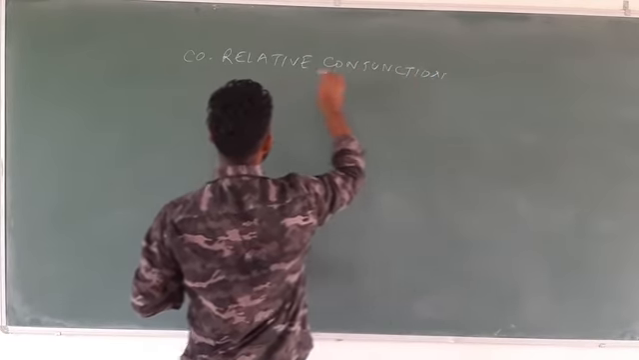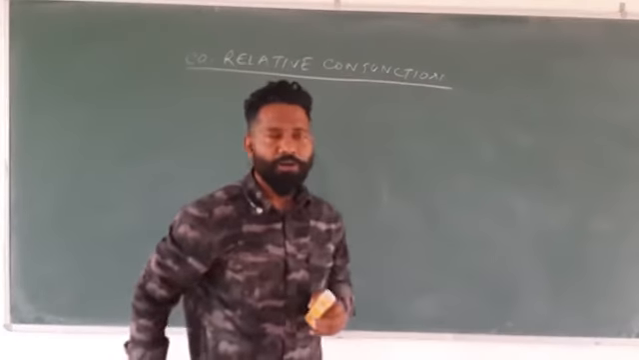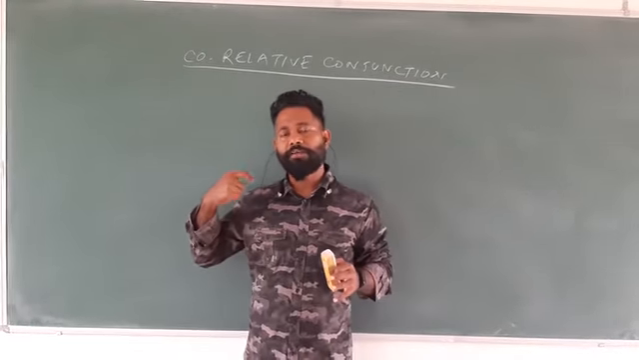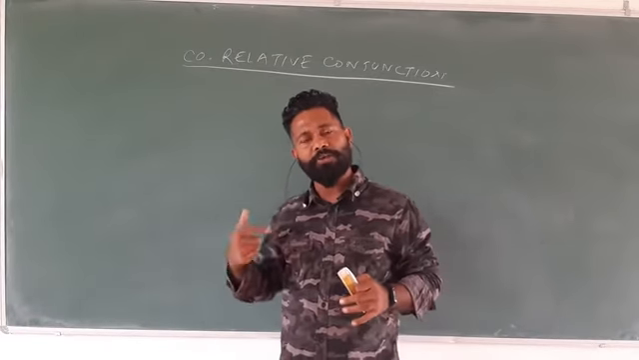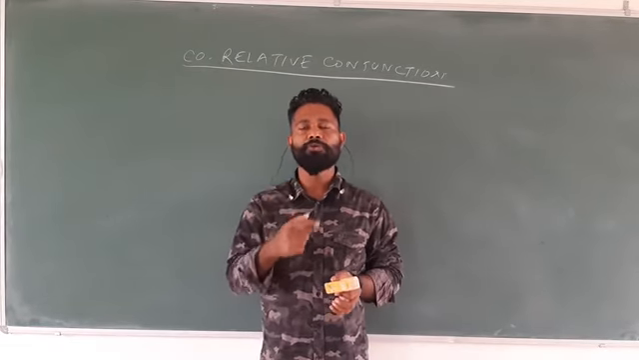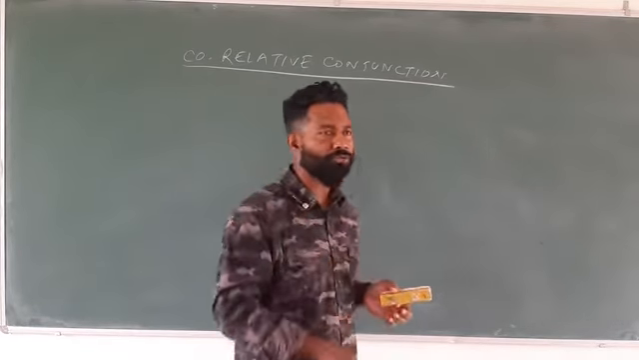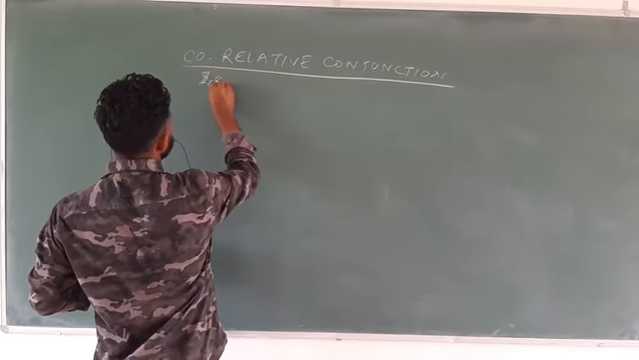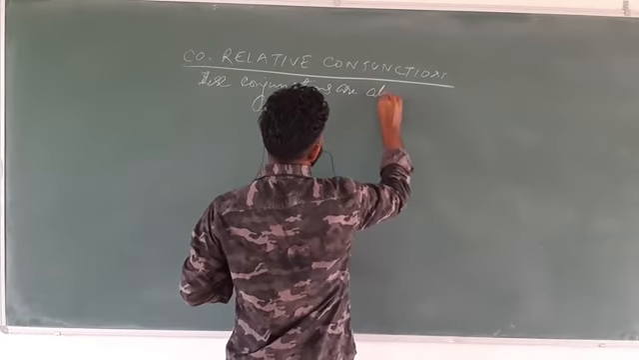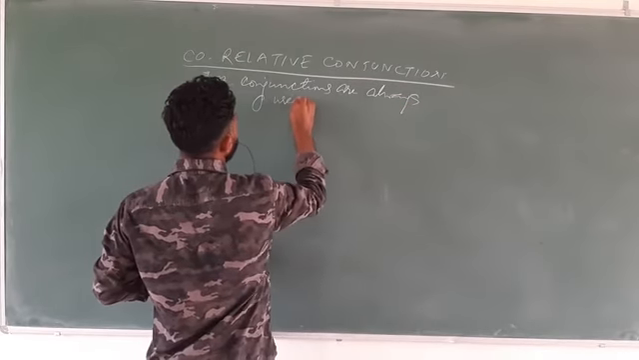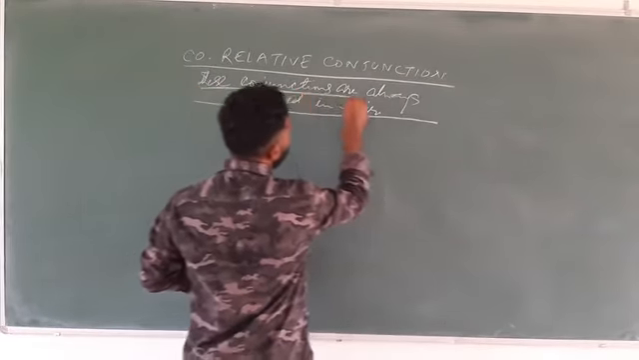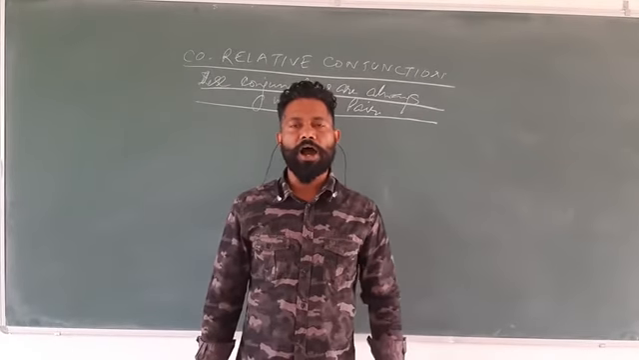What are correlative conjunctions, children? For correlative conjunctions, no very specific definition is given. Only one piece of information is given about them: they are always used in pair. So correlative conjunctions are always used in pair. This is one thing that is certain and sure about correlative conjunctions.